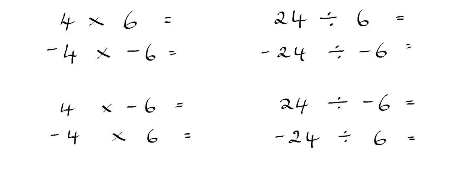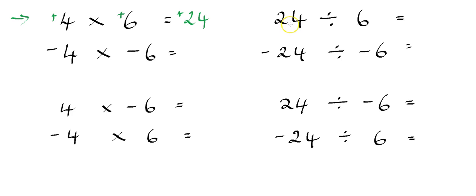So let's take a look at the first one, right? So the first question is 4 times 6. Now the 4 is a positive and the 6 is a positive. So it's a simple problem. We know that 4 times 6 is 24, and we also know that that 24 is a positive 24. That's kind of like a normal times table.